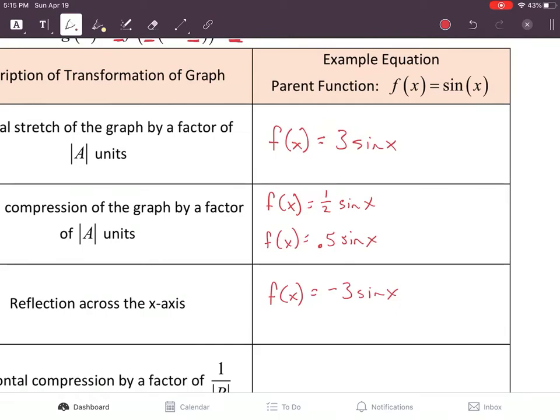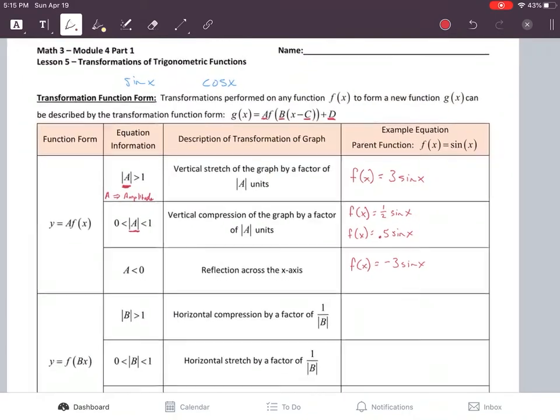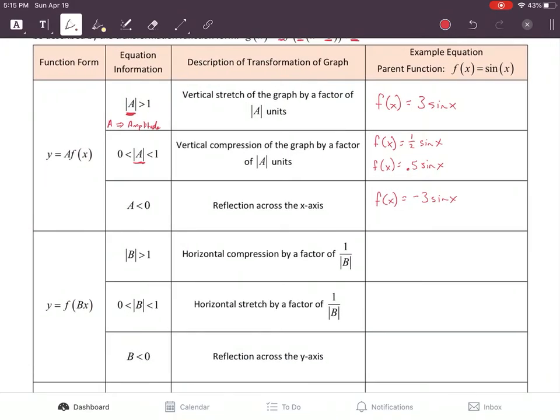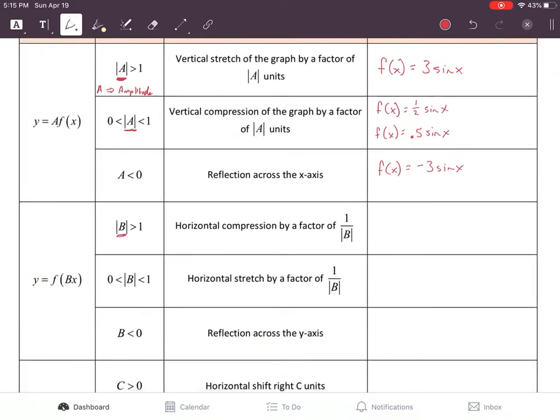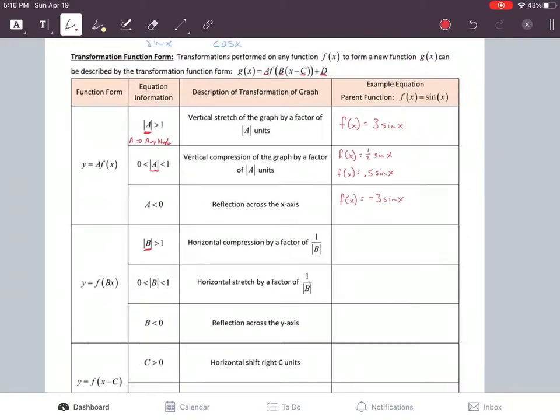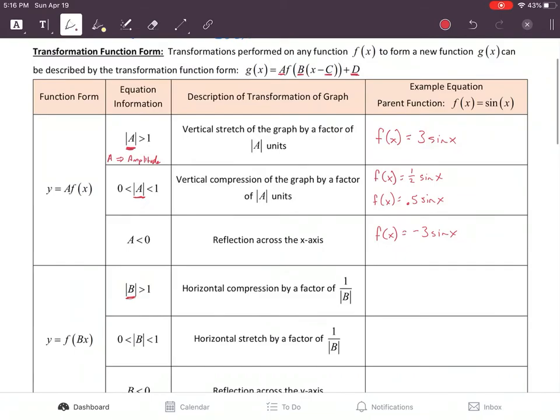So the vertical compression or a stretch would be a number in front of the sine or cosine term, all right? And then a negative in front of that number would give you a reflection over the x-axis. All right, now we have horizontal compressions, the B value, okay? Again, it's an absolute value here because it's going to be a positive number. If it was a negative, then you have something else going on, so it would be a reflection. We'll get to that in a moment. So horizontal compression. So if you have a number in front of the x term inside the function.